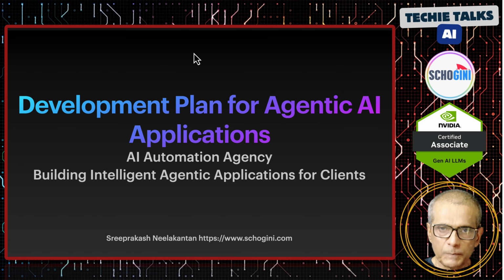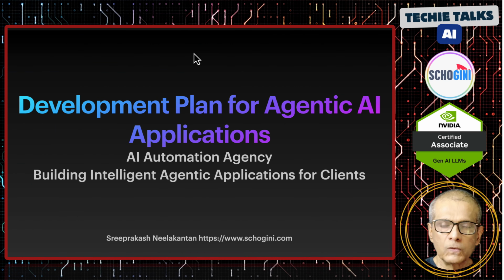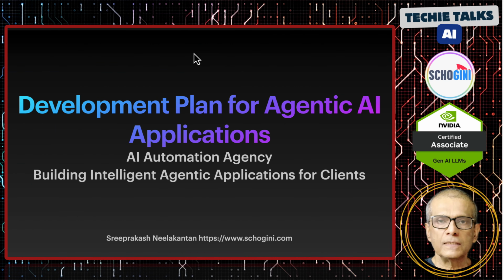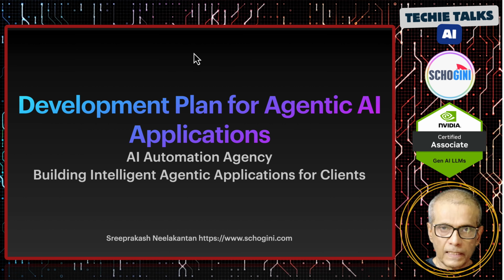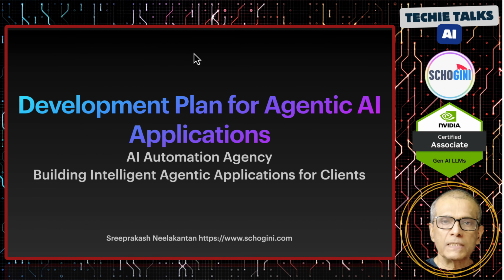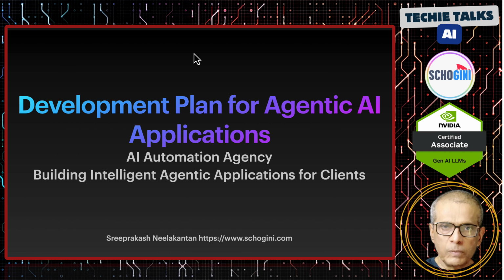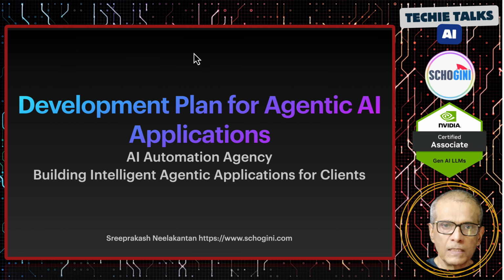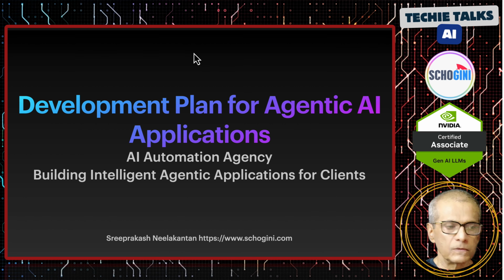Hi, welcome to a special video on how to go about building an end-to-end agentic SaaS application. If you have an AI automation agency and if you want to build an agentic application for your client, here is a template that you can follow. I will be making similar 5-6 different videos. I'll be referring to Agno cookbooks examples.